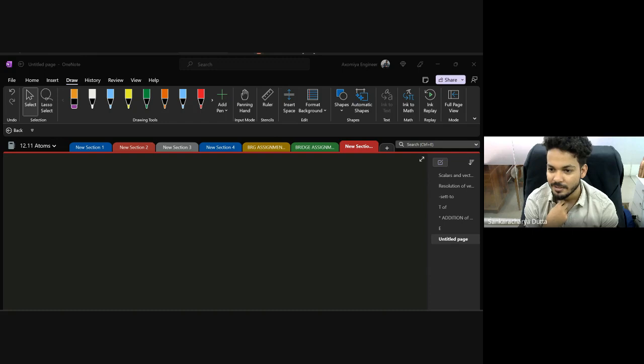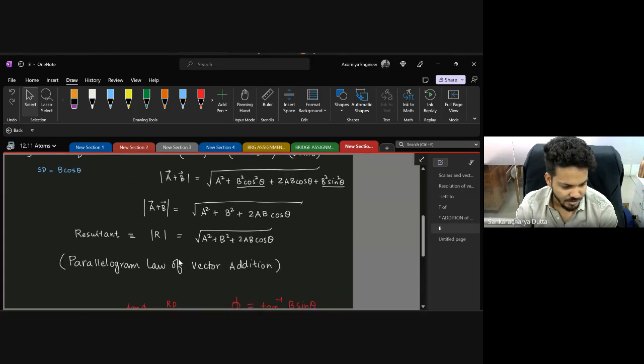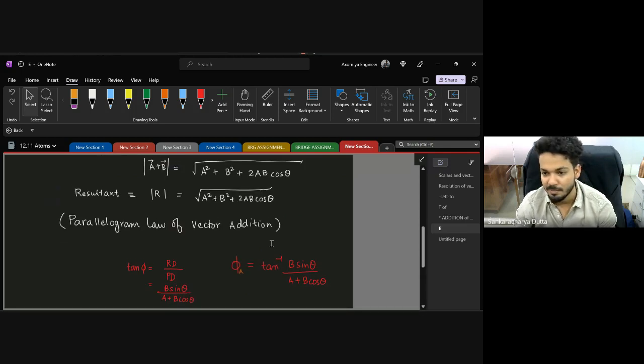Whereas if you want to add two vectors which are represented in the graphical format and the angle between them is given to you, then you go under root of a square plus b square plus twice ab cos theta. And the angle phi that the resultant makes with the vector a is given by tan phi equals b sine theta upon a plus b cos theta. So this is the formula. We did one question on it. So phi is tan inverse of b sine theta by a plus b cos theta. This is the formula you have to use.